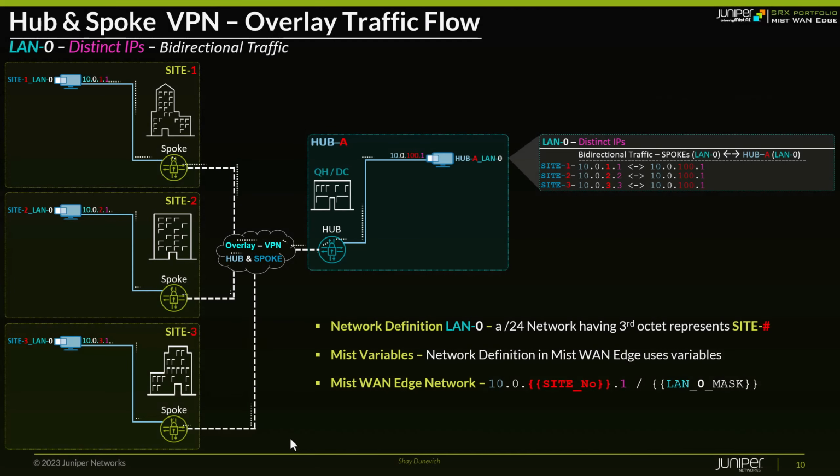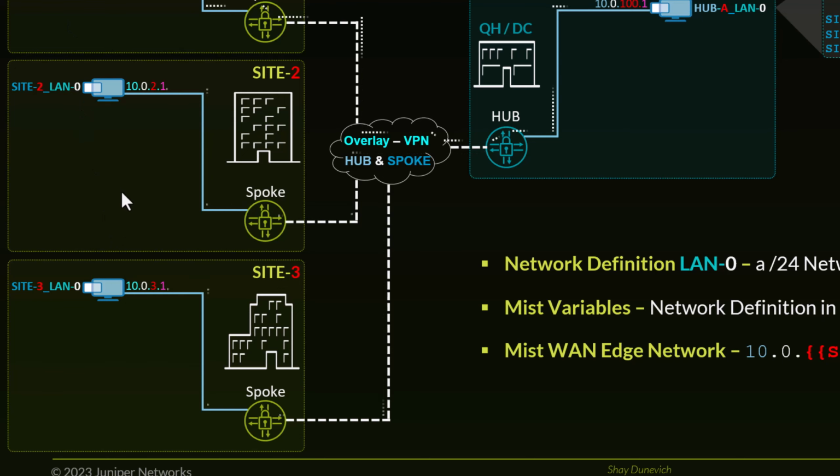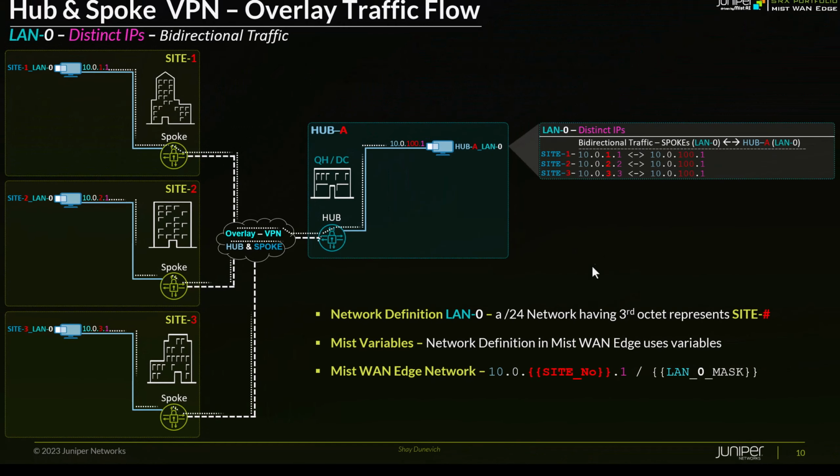Okay, so next, what we want to do is add site 2 and site 3. And so we'll have LAN 0 in all 3 sites. And as you would probably figure out, we would need to use variables. This is where I'll introduce you to the way you use variables with Mist, in order to have distinct segments per our use case here. Site 2 is going to be 10.0.2 and 10.0.3 in site 3.